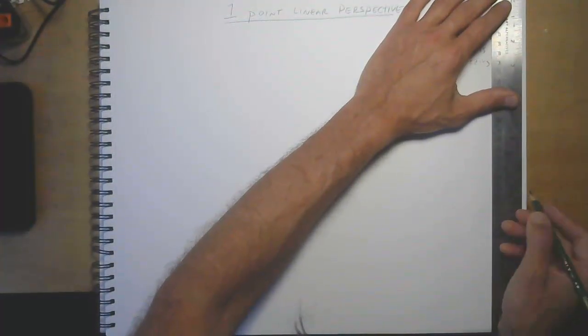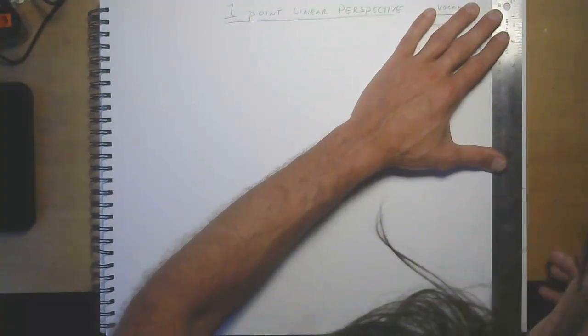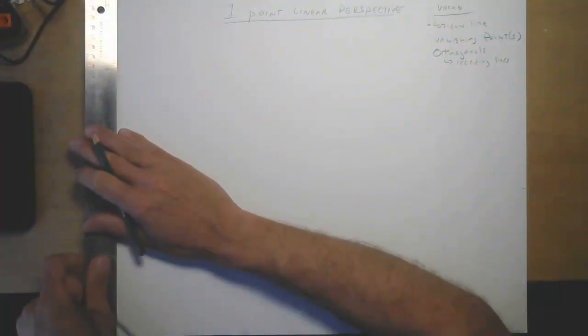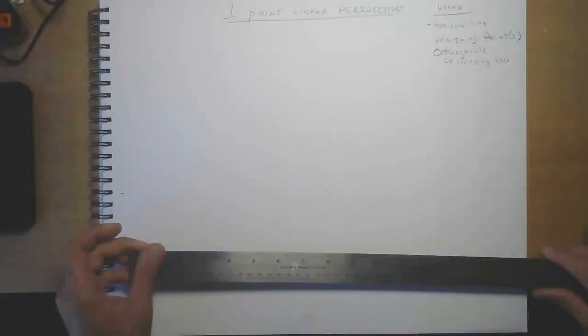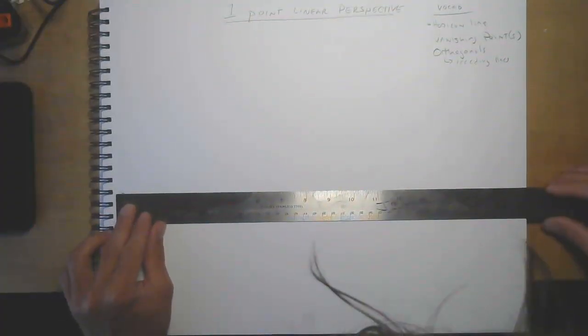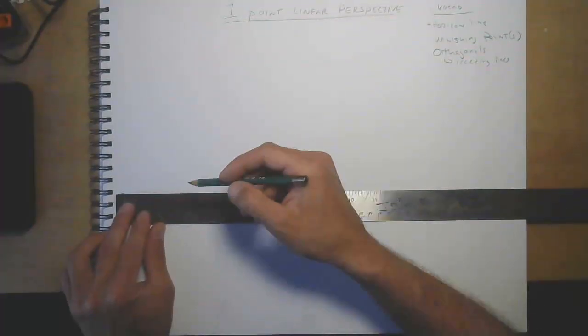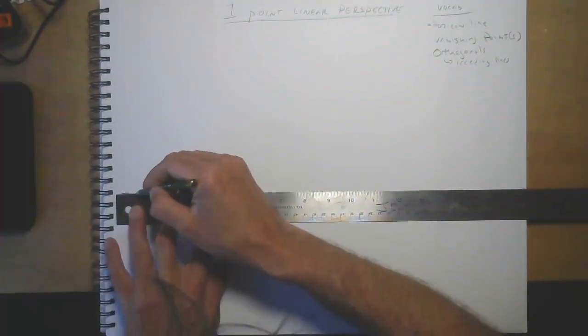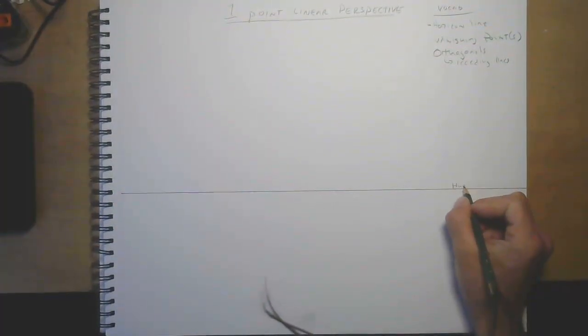So I'm just going to do some quick measurements here. I'm going to put it about 8 inches from the top of my page. And then I will go ahead and draw the line across. And that's our horizon line.